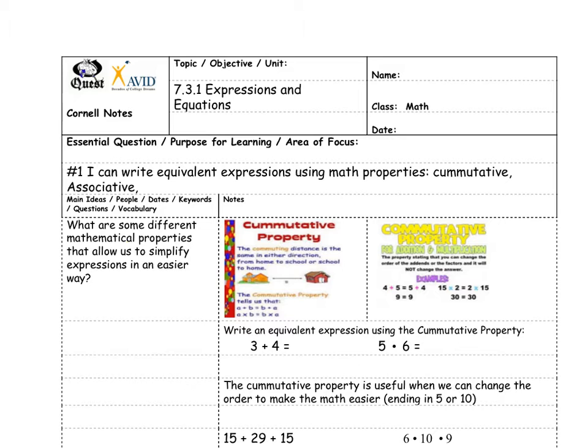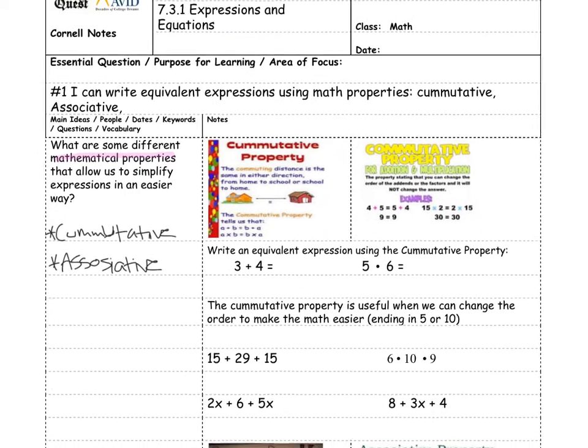So some different mathematical properties that allow us to simplify our expressions in an easier way are going to be commutative and associative. So let's get started with those. So the first one, the commutative property.